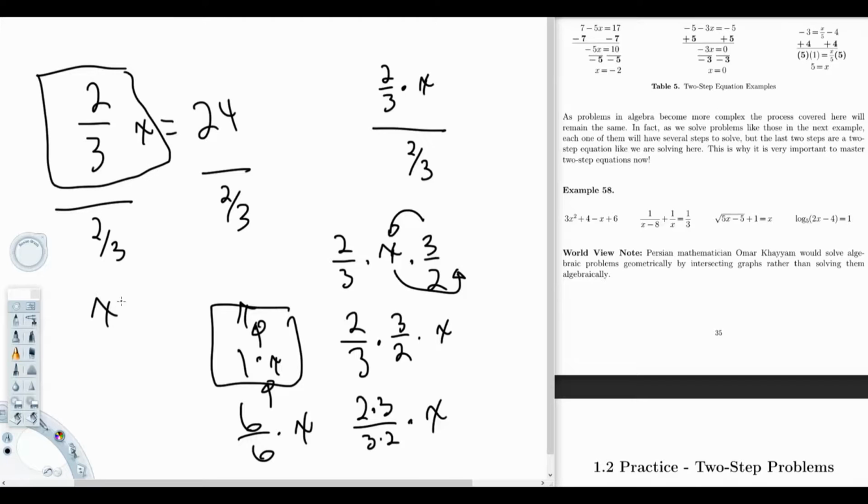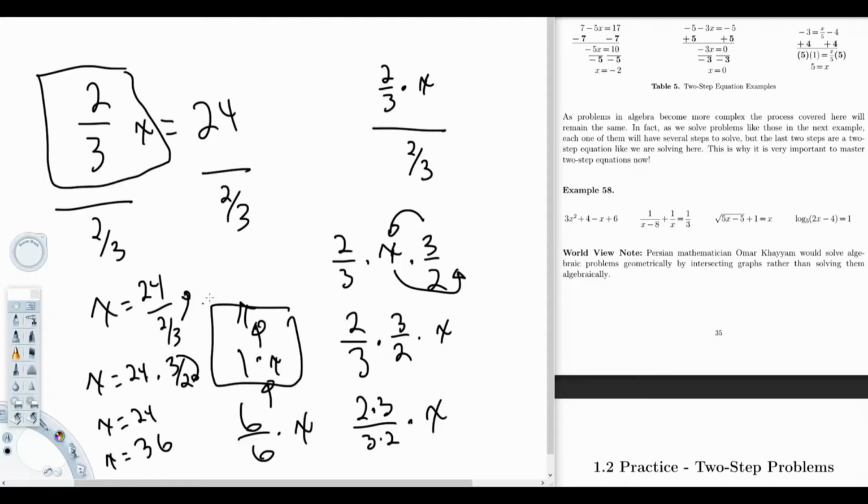So x equals 24 divided by 2 over 3, or x equals 24 times 3 over 2, right? That's how you divide. You multiply by the reciprocal. So x equals 24 times 3 divided by 2. And the answer to that is x equals 36.